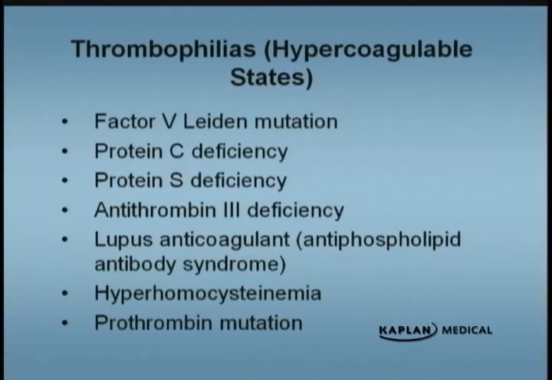So these are the 5, 6, 7 diseases that you need to keep in mind in terms of hypercoagulable states. The factor V Leiden mutation is the most important one. Then think about things like protein C and S and antithrombin III deficiency, and then I definitely need you to know the lupus anticoagulant and just a little bit about the other ones, that they exist as entities.